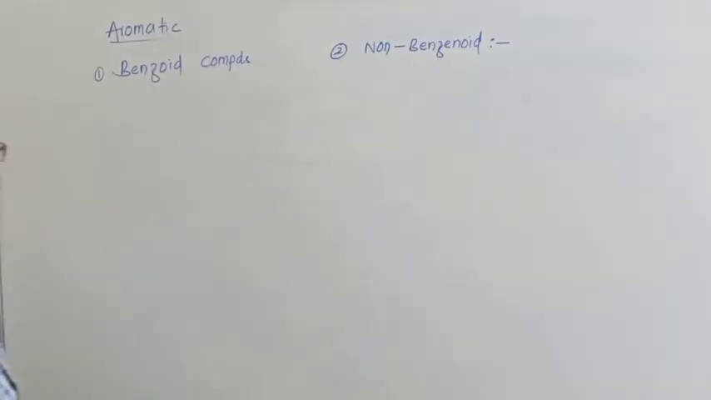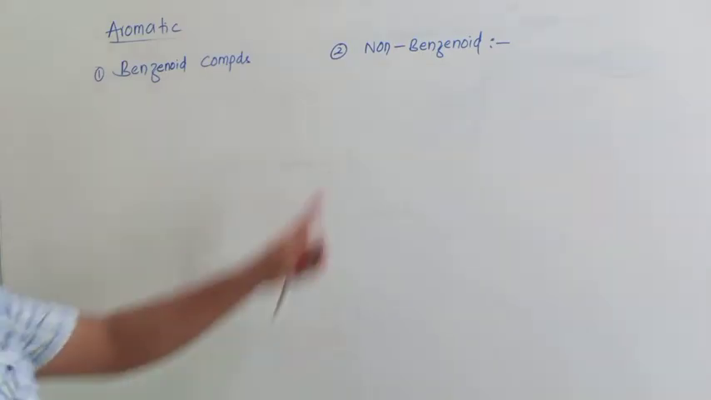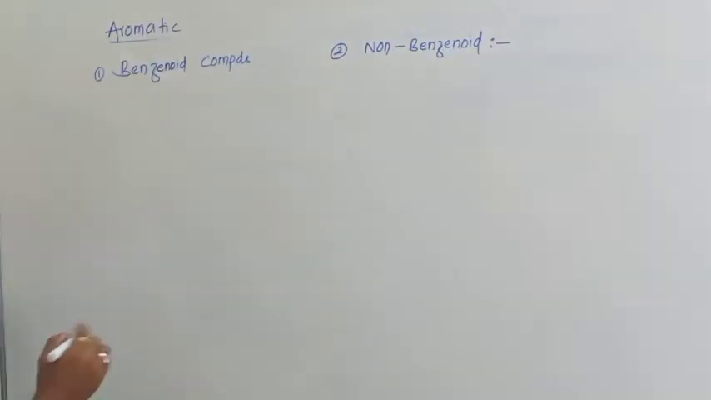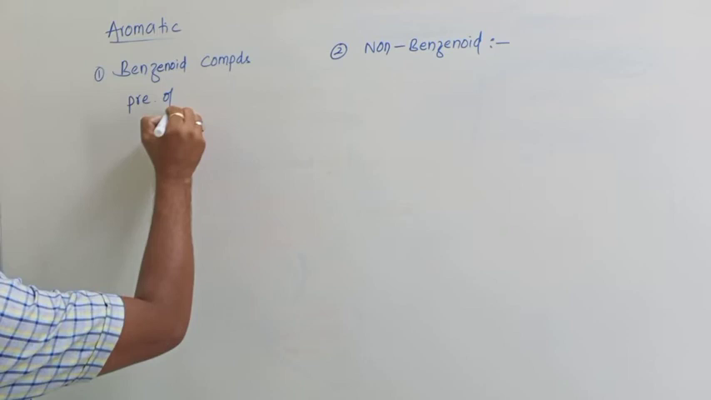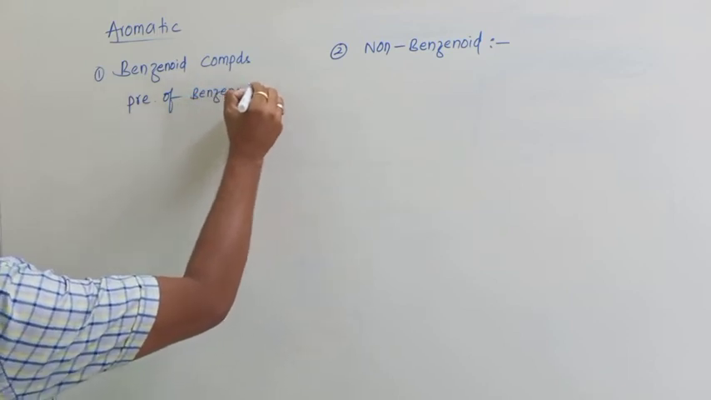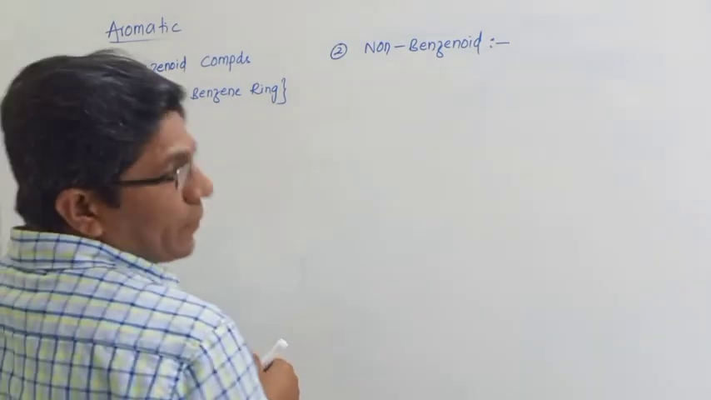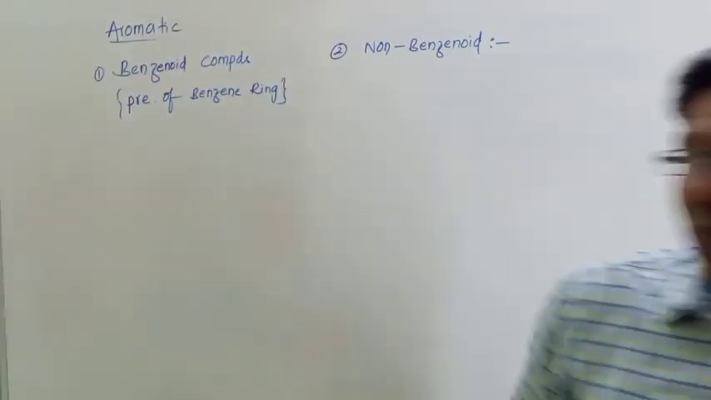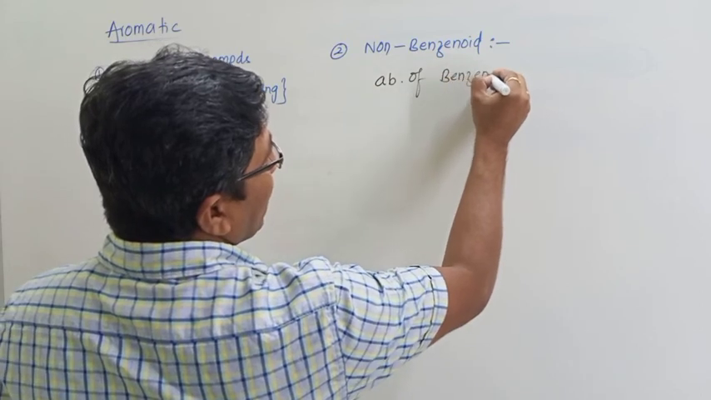Again, aromatic compounds are classified into benzenoid compounds and non-benzenoid compounds. Benzenoid means presence of a benzene ring, compounds which contain a benzene ring. Presence of a benzene ring, those are called benzenoid compounds. Non-benzenoid means absence of a benzene ring. Those are called non-benzenoid compounds.